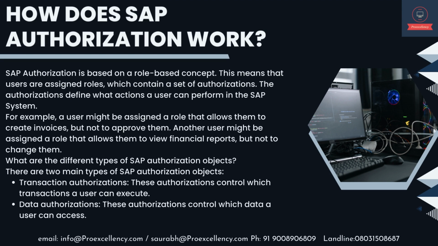What are the different types of SAP authorization objects? There are two main types of SAP authorization objects. Transaction authorizations. These authorizations control which transactions a user can execute. Data authorizations. These authorizations control which data a user can access.